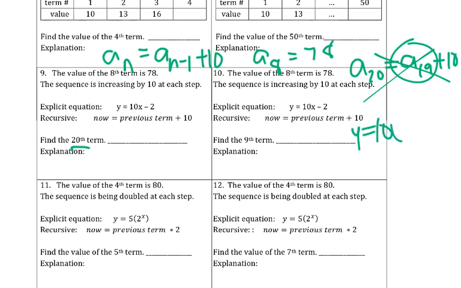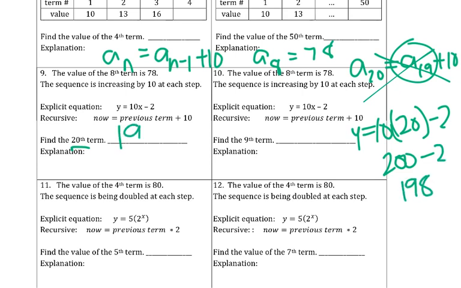Y equals 10 times 20 minus 2. 10 times 20 is 200, minus 2, 198. Okay, obviously it's the explicit. Okay, the reason, because we don't know what the previous term is, so the recursive didn't work, did it?